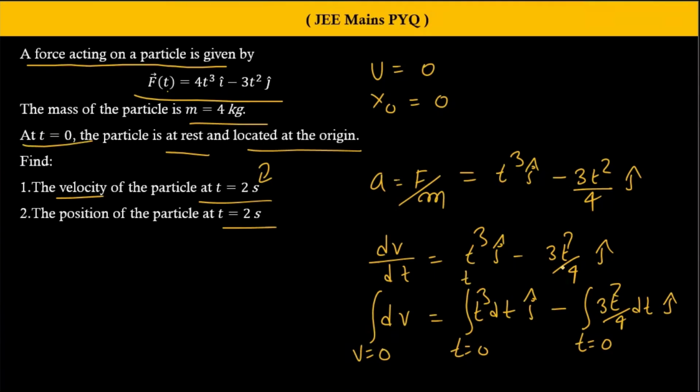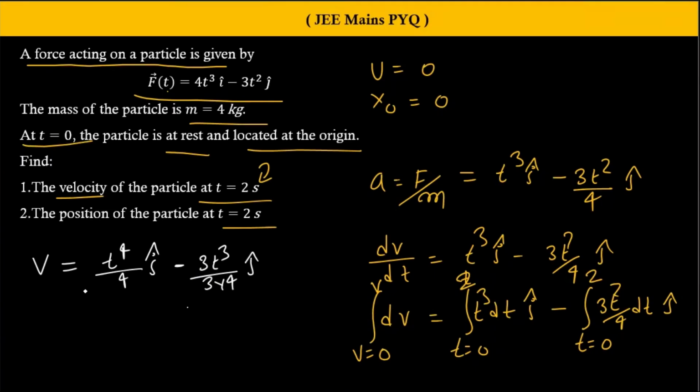At any time t, or we have to calculate at 2 seconds, so here you put 2. Let's say this is v, and this v we have to calculate. Now you simply need to integrate. Integrate and see what you get. v is equal to t4/4 I cap minus 3tq/3 into 4 j cap. This is as a function of time.